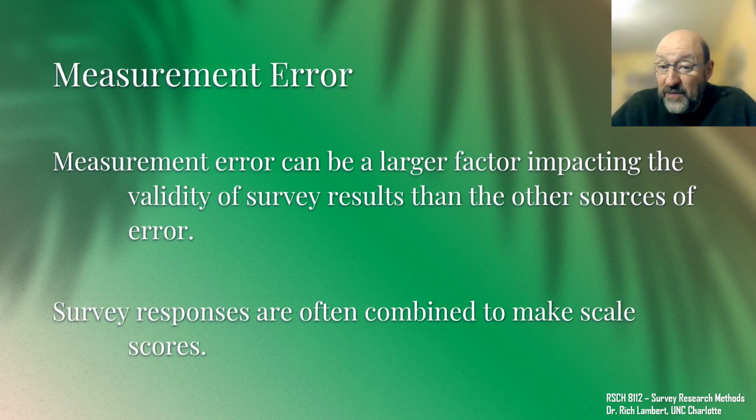Now let's talk quickly about measurement error. Measurement error can be a large factor impacting the validity of survey results, maybe even larger than the other sources. And this comes about when survey responses are combined to make scale scores. So, for example, if you embed within a survey an existing measure, and that measure itself does not have complete reliability or validity, cultural sensitivity, then you can't expect the scores you get from your survey to be completely valid either, right? In other words, you're dependent on how well your composite scores that you form from the survey items, how well those scores function.